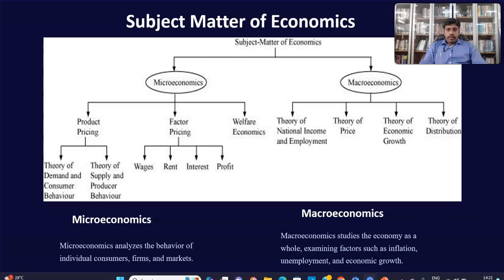Under microeconomics, we will study product pricing, factor pricing, and welfare economics. Under product pricing, we will study theory of demand and consumer behavior, theory of supply and producer behavior. Under factor pricing, we will study the different factors of production: land, labor, capital, organization. So that is wages, rent, interest, profit.